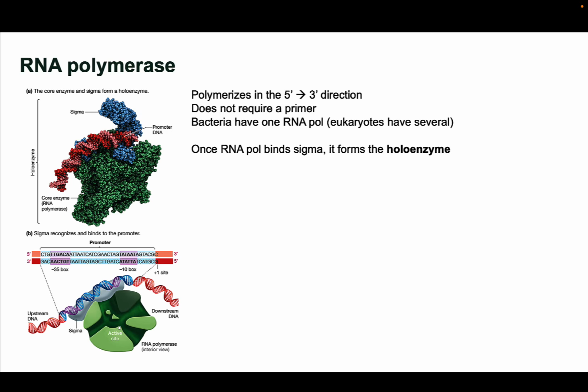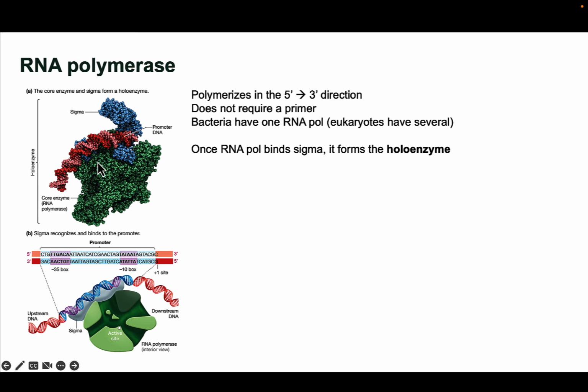Okay, so RNA polymerase is the enzyme that adds the ribonucleosides to the growing RNA strand. And as I mentioned, it polymerizes in the 5' to 3' direction, just like DNA polymerase, except it does not require a primer. So recall in DNA replication, we needed an RNA primer. This does not need a primer to work. Bacteria have one RNA polymerase, but eukaryotes have several. And so that's an important difference.